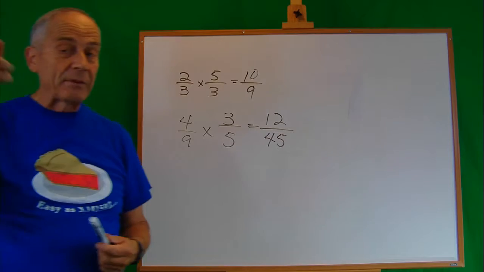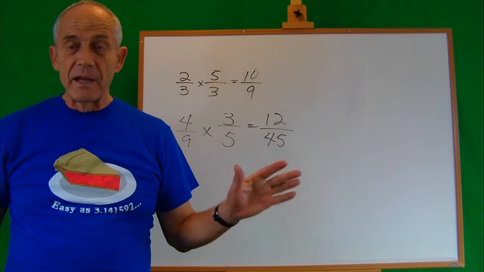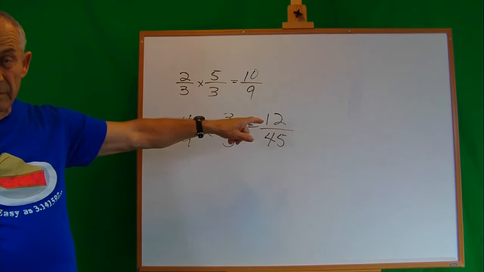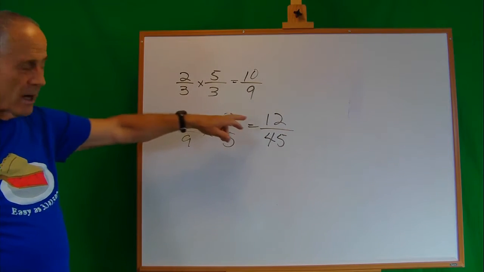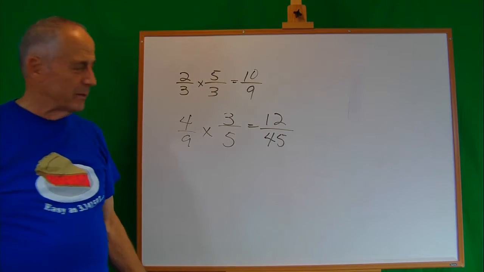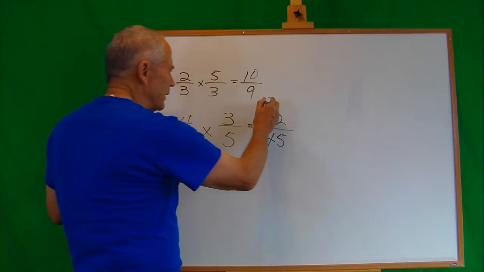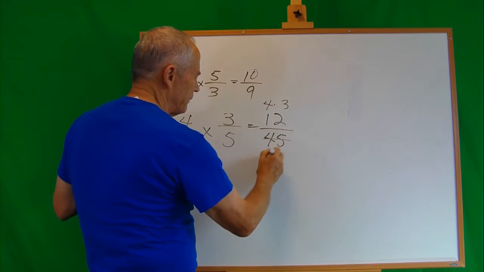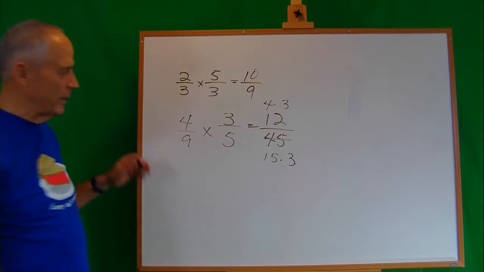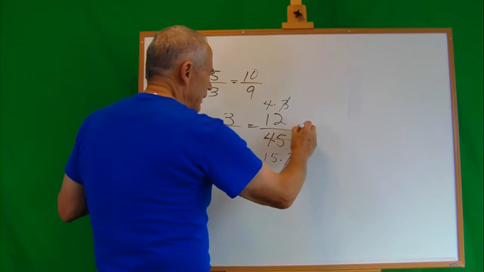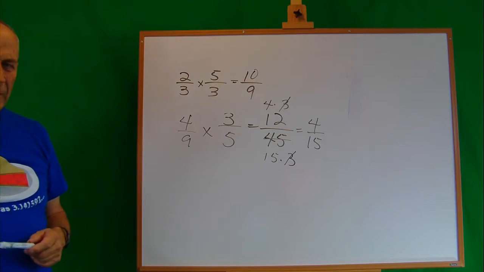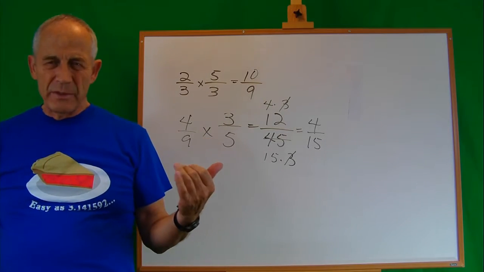But what do we always have to check for before we say we're finished with any fraction? Can we reduce it? Okay, is there a common factor between 12 and 45? Well, yes, there is. This number is 4 times 3. This number is 15 times 3. There is a common factor there that we can take out, and our answer should have been 4/15.